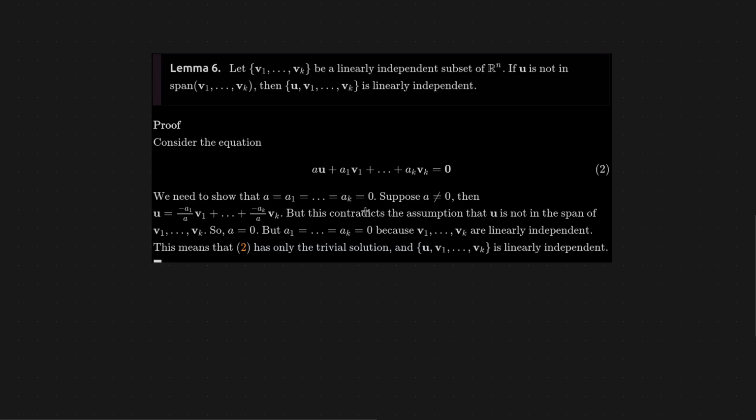So what we want to do is show this is linearly independent. The usual way to do that is look at a linear combination of the vectors, look at the homogeneous equation, and show that the coefficients must be 0. So I take some scalar a times u plus some scalar a1 times v1 plus up to some scalar ak times vk, and then we set it equal to 0. In order to show these are linearly independent, we need to show this equation has only the trivial solution. That is, the coefficients a, a1, and ak have to be 0, and that's the only way to do it. Again, we're going to prove this by contradiction.